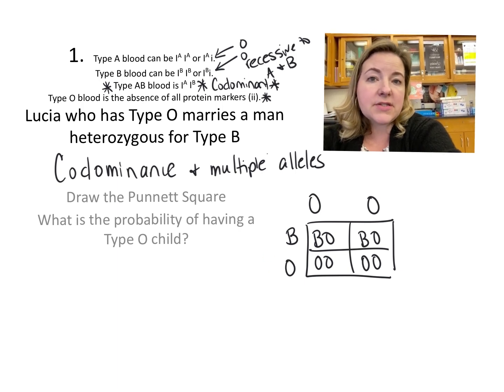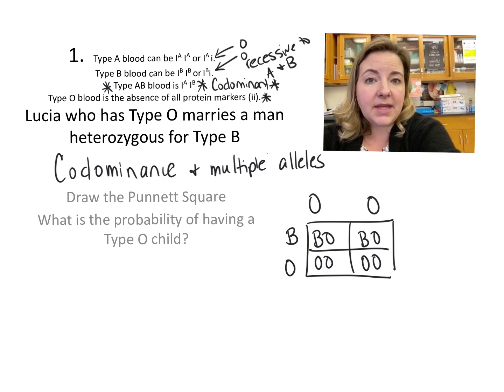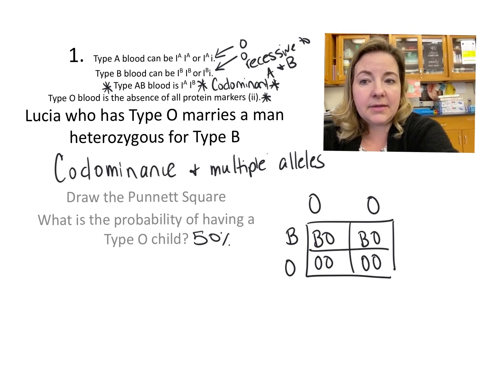When we draw a Punnett square for that, we're going to see that we have a 50% probability of having a child with blood type O, and the other 50%, the child would be heterozygous for blood type B.